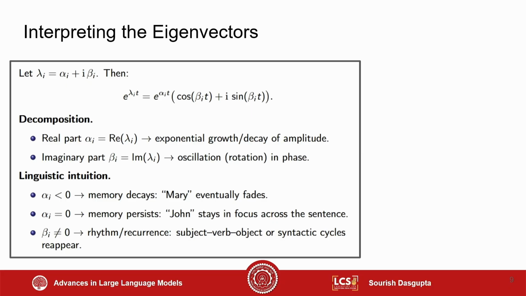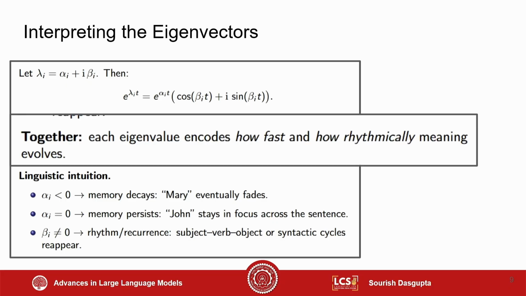If alpha_i is greater than 0, it would be like it's booming. And if that happens, then down the line it will suppress all other aspects, right? It becomes the dominating semantic information. And if beta is not 0, which means lambda happens to be complex, then there is a recurrence of theme. Let's say the subject-verb-object pattern is recurring many times and so on. So together, each eigenvalue encodes how fast and how rhythmically meaning evolves. So that's the interpretation of continuous state space machines.